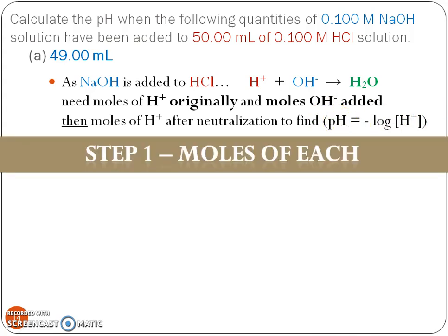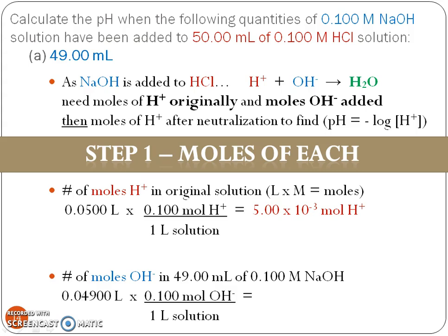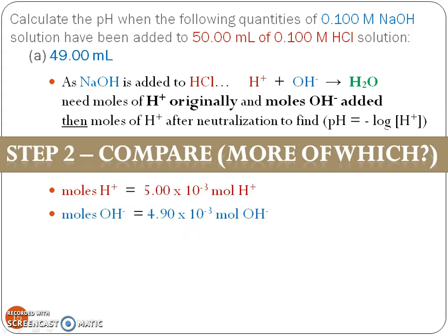Okay, so step one, moles of each. Hopefully you know how to do this pretty quickly now, right? We're going to take our liters times our molarity to get moles, bada bing, bada boom, and you should get that as an answer. So it's always liters times molarity to give us moles. Do the same thing for our OH minus. Again, this is 49 milliliters times the 0.1 is going to give us that 4.9 times 10 to the negative 3. So now we have to do some comparing, right?